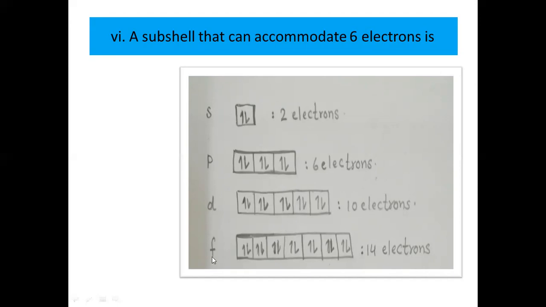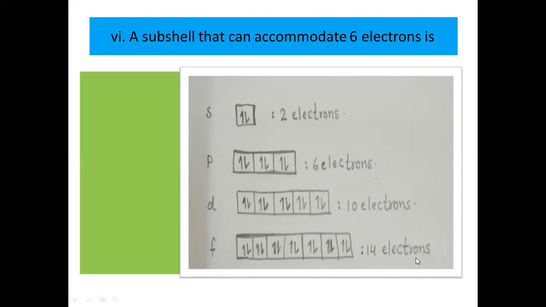F subshell has 7 orbitals. So 7 2s are 14. It can accommodate 14 electrons. So what is the correct option? Is S the correct option? No. P, yes. D, no. F, no. So B is the correct option. B can accommodate 6 electrons.